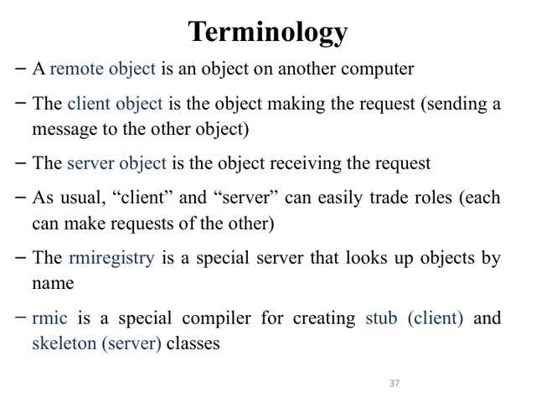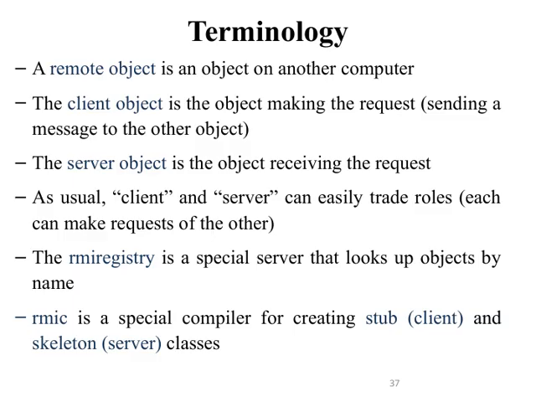Let's go over some key terminology related to remote objects. A remote object is essentially an object that exists on another computer, outside of your local system. When we talk about the client object, we're referring to the object that makes a request. It's the one sending a message to this remote object. Conversely, the server object is the one receiving that request and responding to it. Now, it's important to remember that roles can easily switch. Each can act as a client or server, depending on the situation.